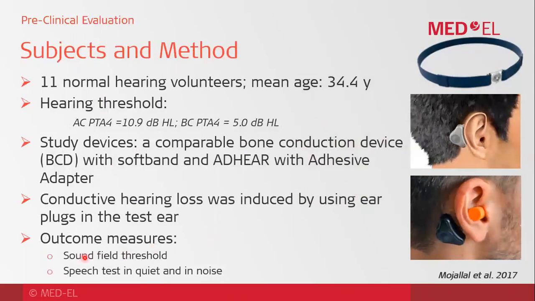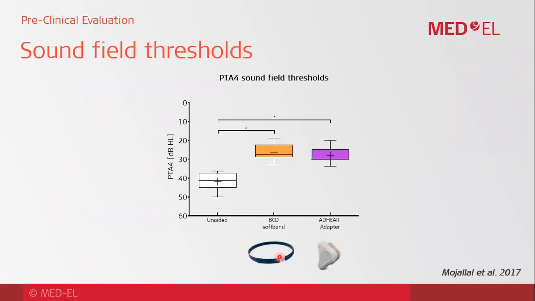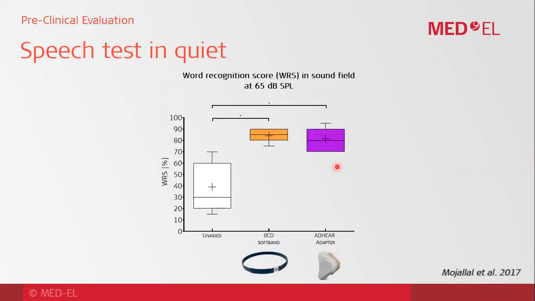In this study, we measured the sound field thresholds and speech tests in quiet and in noise. So the results were really amazing. As you can see here is the unaided pure tone audiometry. So it seems that the earplugs worked well. And here we have the output from a bone conduction device with soft band and the ADHEAR, and you can see that they are almost the same.